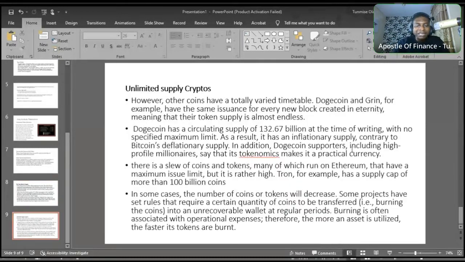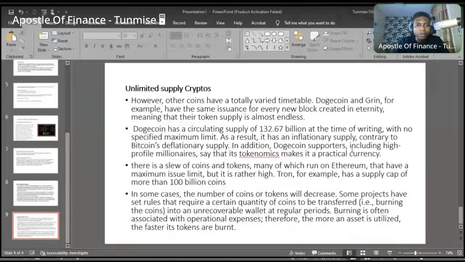Lastly, unlimited supply of crypto. We've looked at some cryptos that have fixed supply, and some cryptos that have unlimited supply. For them to have unlimited supply, they have a mechanism to prevent excess supply, and we'll get to understand it as we go forward.